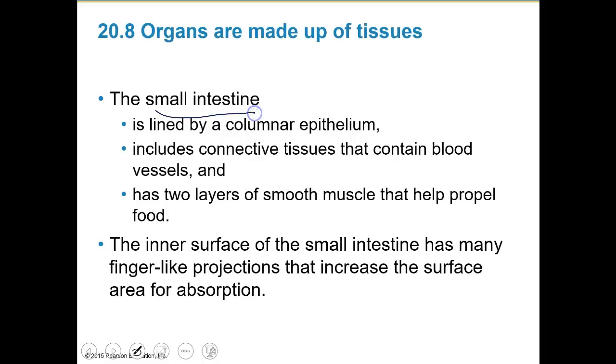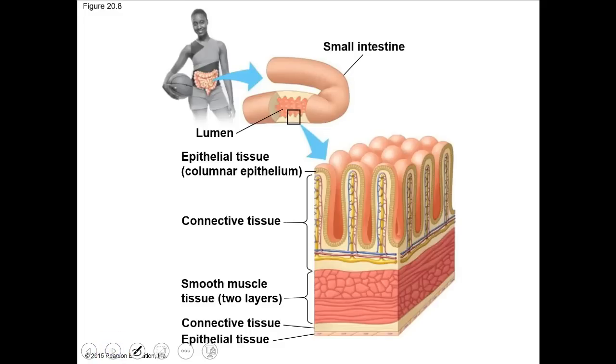So the small intestine is also lined with epithelium and involves some connective tissues. There's also blood vessels. We've got smooth muscle in there. And inner surfaces have these finger-like projections that increase the surface area. So again, lots of things going on in one area. And this is just for humans. So we're going to have some different things involved in different animals.